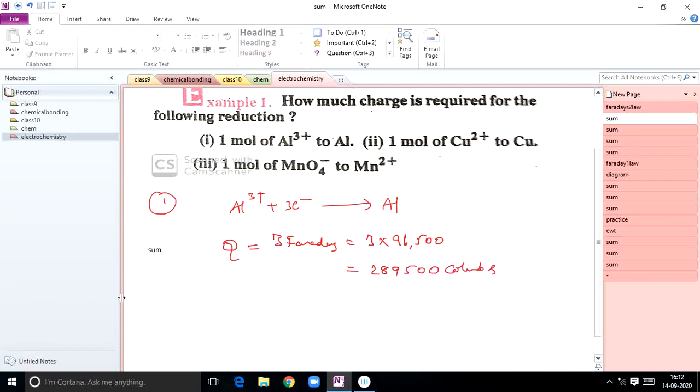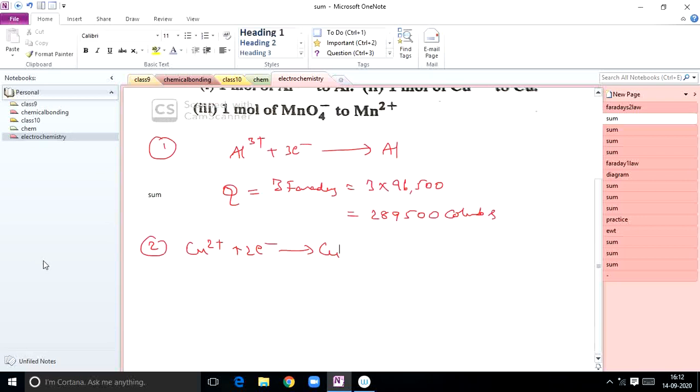Next, for the second equation, that is Cu2+ plus 2 electrons gives rise to Cu. This is the redox reaction. So the quantity of charge required for reduction of 1 mole of Cu2+: Q is equal to 2 Faraday according to the balanced equation. So 2 into 96,500 coulombs. You can take 193,000 coulombs.